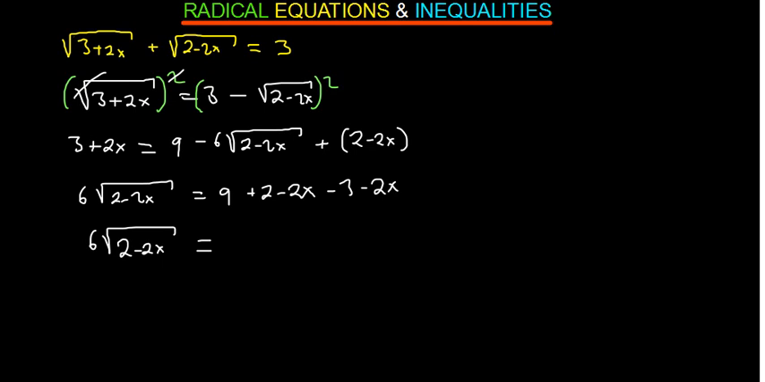So here what I'm going to do is 2 plus 9, 11 minus 3 is 8. Okay, so that is 8. And then negative 2x minus 2x, that is going to give us negative 4x. At this point, square again to remove the root.